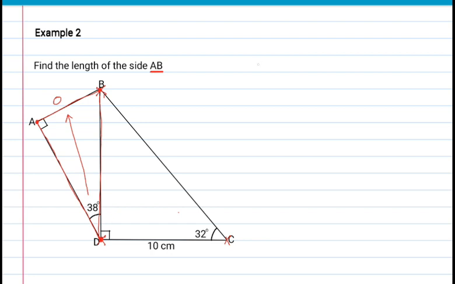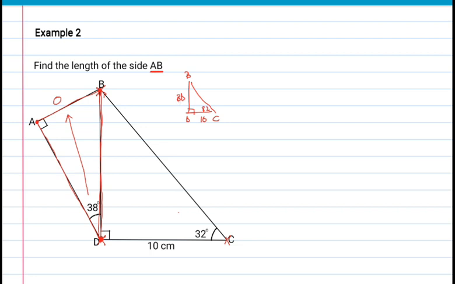So separating this triangle with x's, it is like this here, where we have our B and D and C, and we have 10 here and we have 32, and we also have this side which is unknown, and this side is BD. We just name it BD.